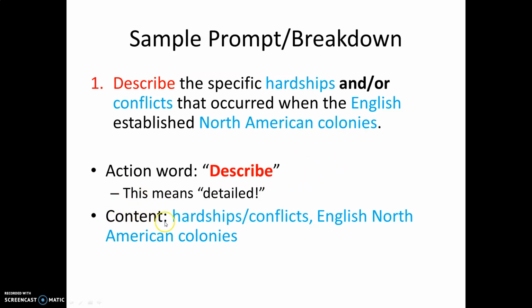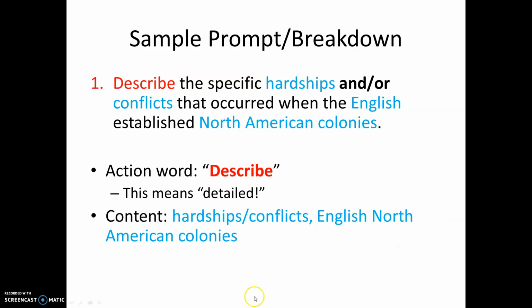The content you need to describe are hardships and or conflicts. And you need to include English North American colonies. Now this says hardships and or conflicts. Plural. There's an S for hardships, S for conflicts. Plural means a minimum of 2. So you can have 2 hardships, or you could have 2 conflicts, or 1 hardship and 1 conflict. Point being, the and or gives you wiggle room, and it needs to be plural.